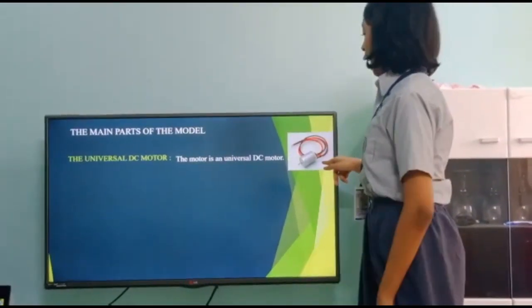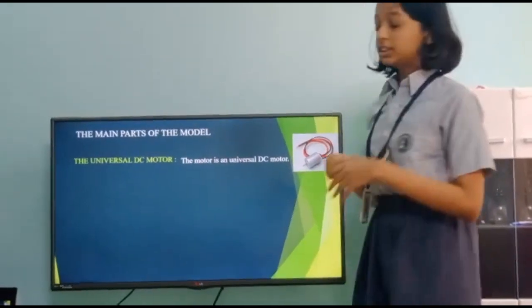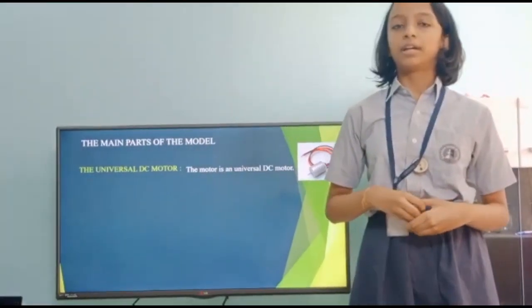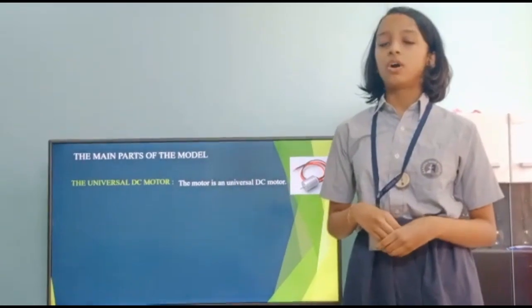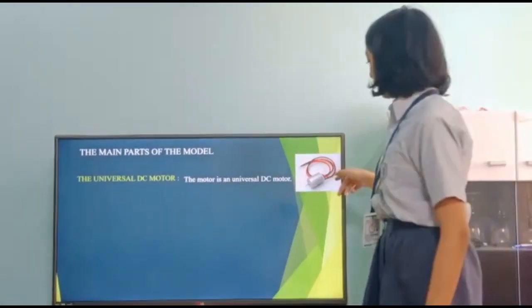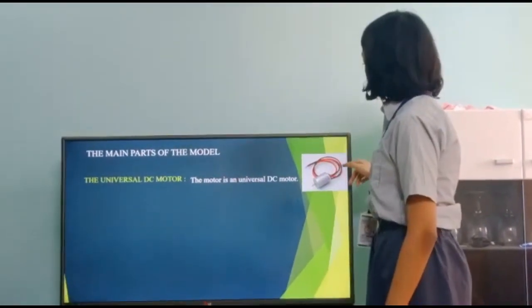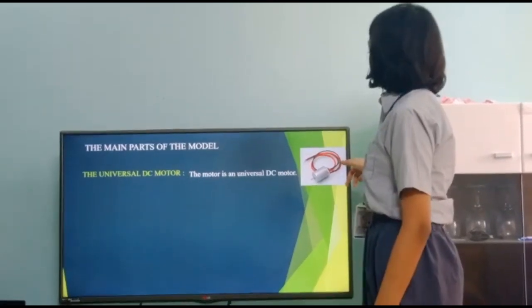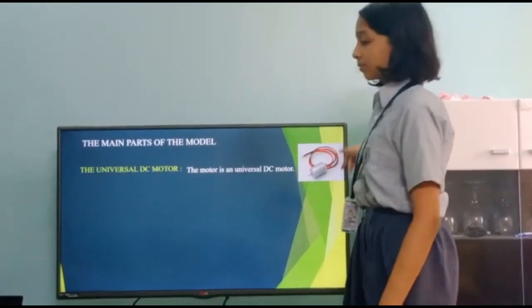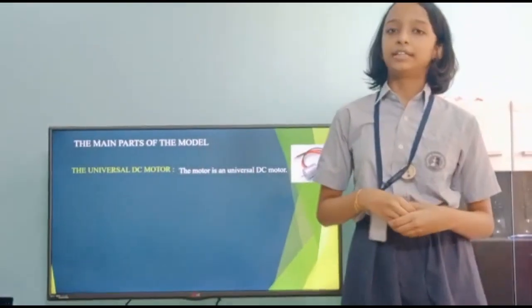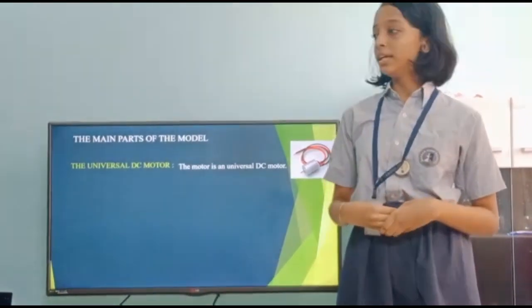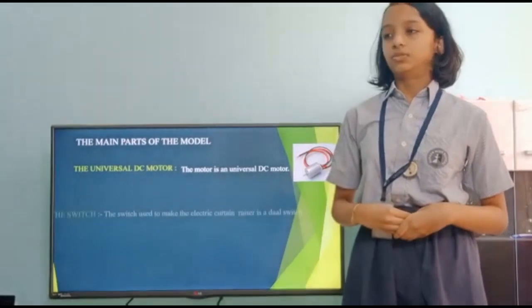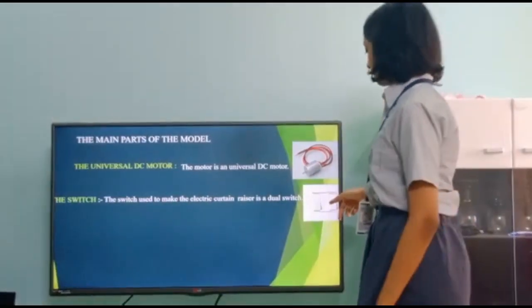This is a universal DC motor which can rotate in both directions by reversing the direction of flow of the charge. The red wire represents the positive terminal, and the black wire represents the negative terminal. This is connected to the battery, and the connection of wires play an important role in which way the curtain will move. This is a dual switch.